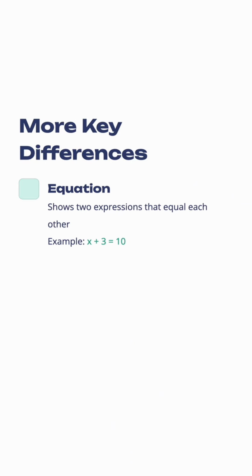More key differences. Moving up in complexity, we encounter equations and identities. An equation shows us that 2 expressions are equal to each other, like x plus 3 equals 10. But here's something special that often confuses students.